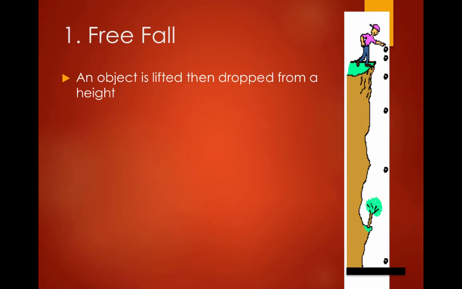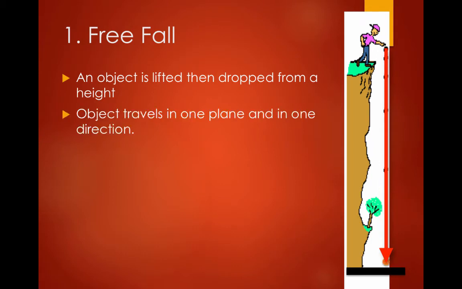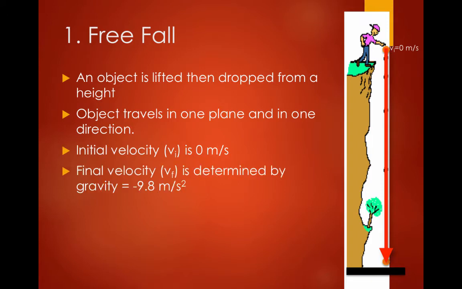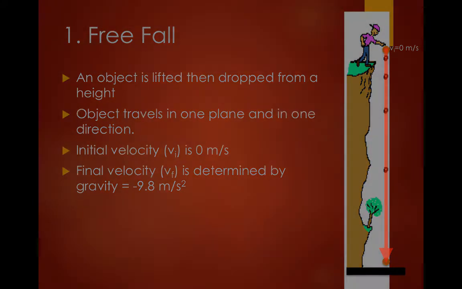If we lift an object to a stop, then drop it from a height, it will fall freely due to gravity. It will travel in a single plane and in one direction. It will drop down. It will not move left or right, forwards or backwards. The initial velocity of the object as we drop it from our hands will be zero. The final velocity will be determined by gravity. Gravity is equal to negative 9.8 meters per second squared, where the negative sign means downwards.